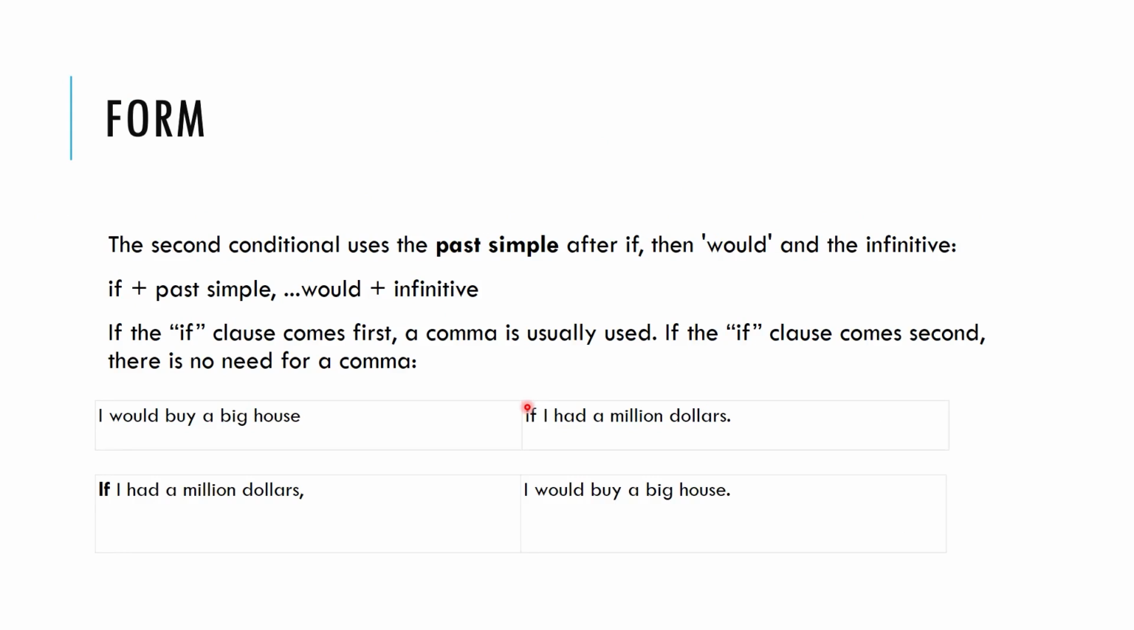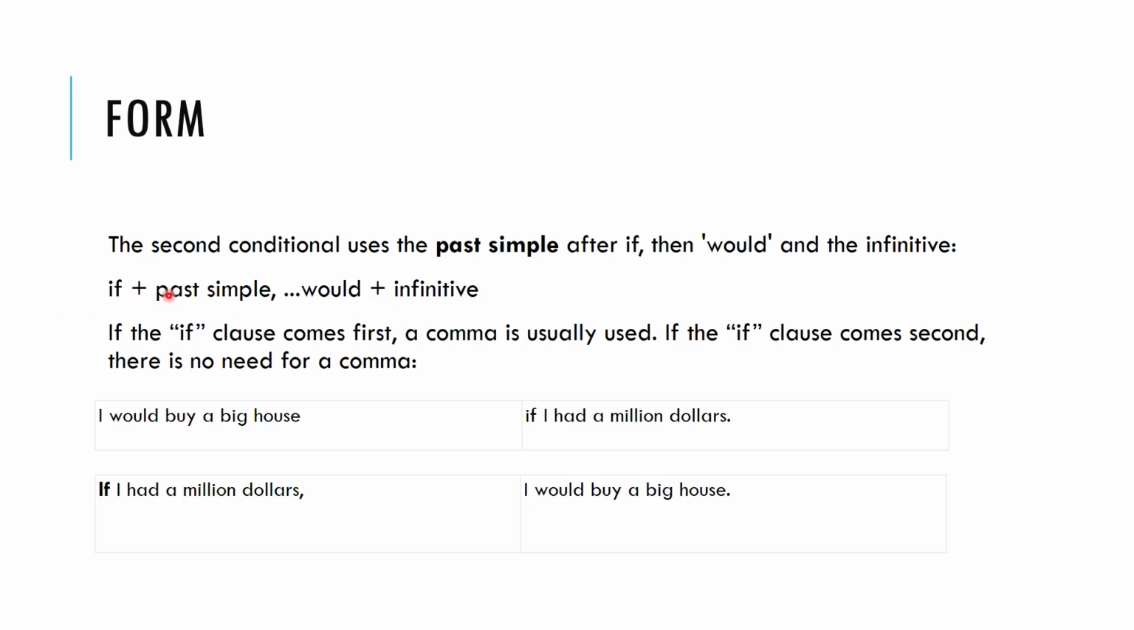So first of all, we're going to talk about how to form the second conditional, and then we are going to talk about the uses. The second conditional uses the past simple after if. In the if clause, after if, we always have simple past, okay? Then would and infinitive. We use would plus infinitive. This is the structure. This part is the if clause, and this is the main clause, okay?